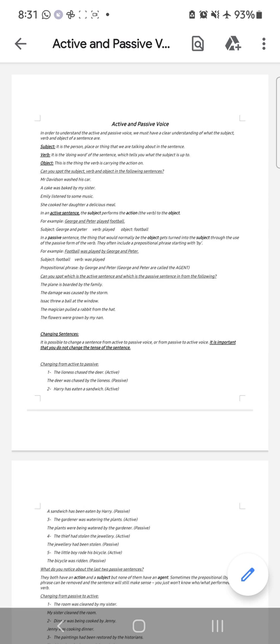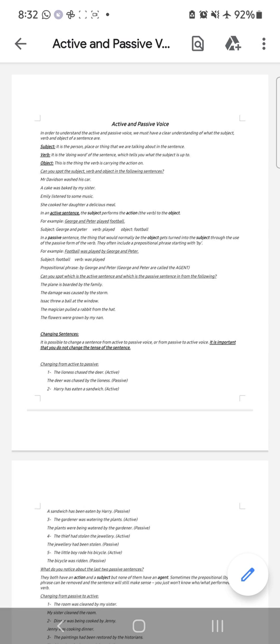Now, let's see if we can spot the subject, verb, and object in the following sentences. Mr. Davidson washed his car. Where do you think my subject, verb, and object are? Mr. Davidson is my subject, washed is my verb, and his car is the object, okay?